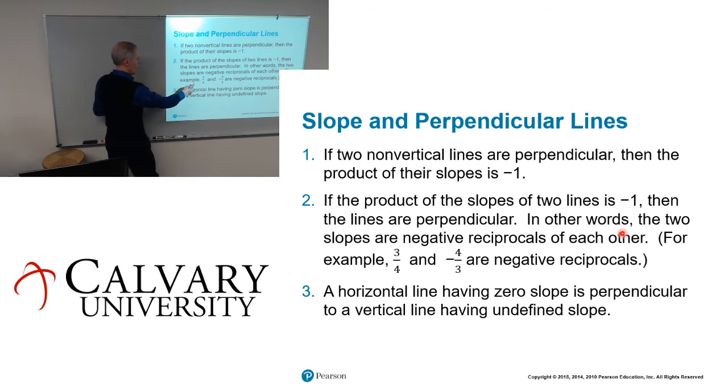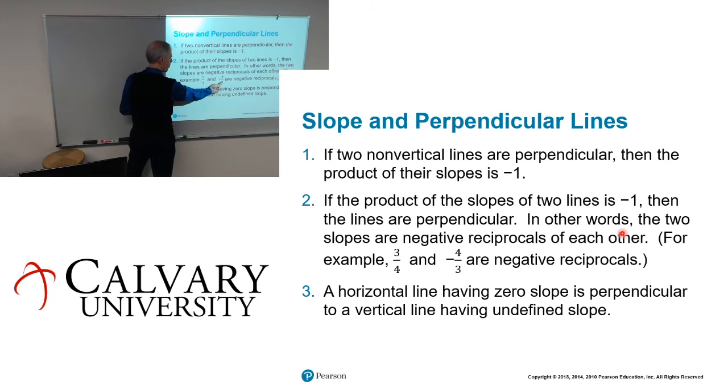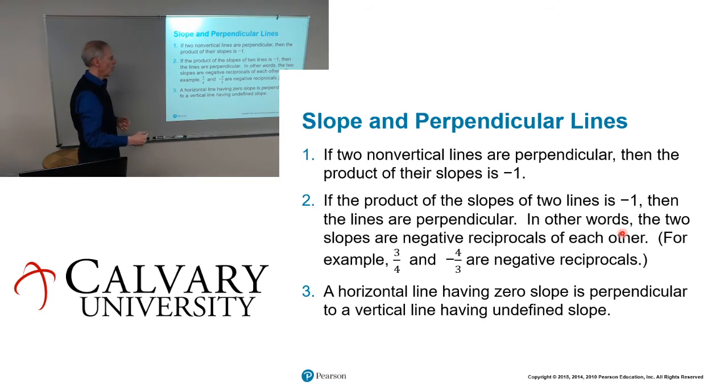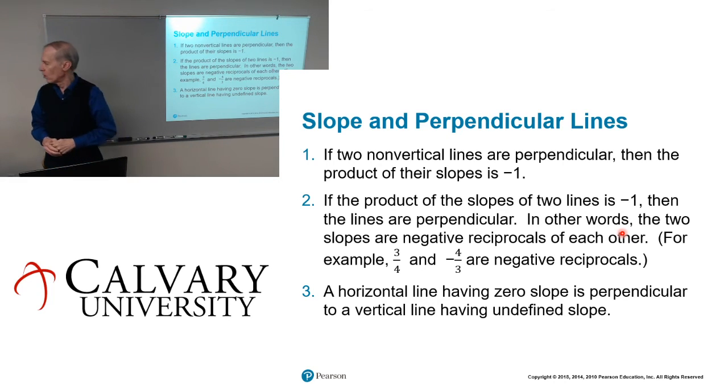But notice that the first one times the second one, in this case, would be -12 over +12, which of course does equal -1. Then you have the special case about horizontal and vertical lines. They are always going to be perpendicular to each other.